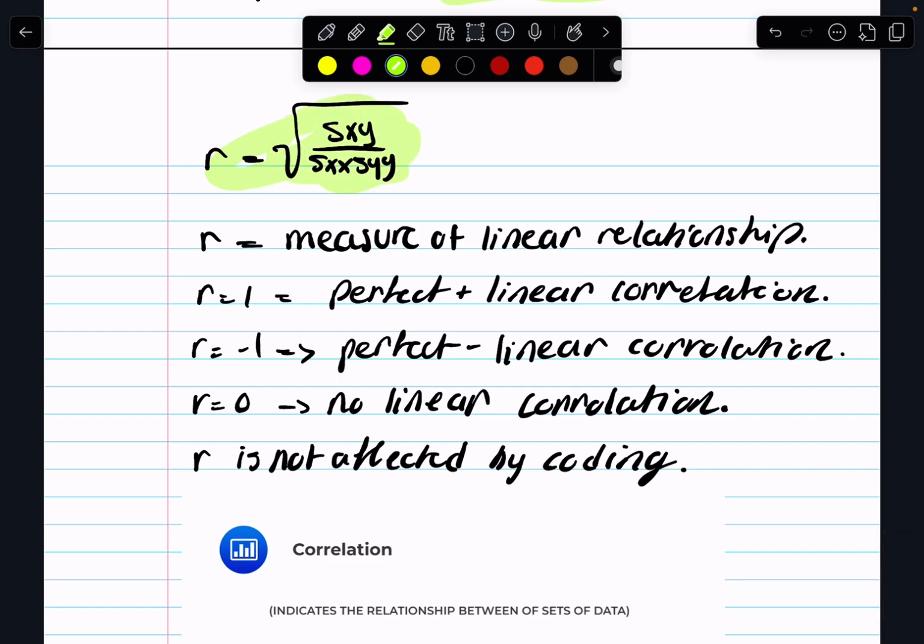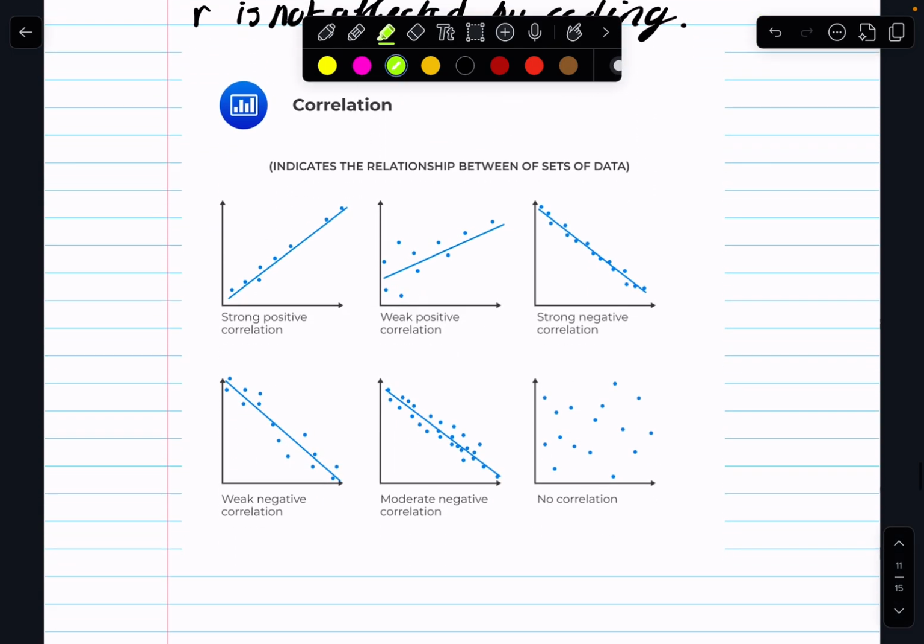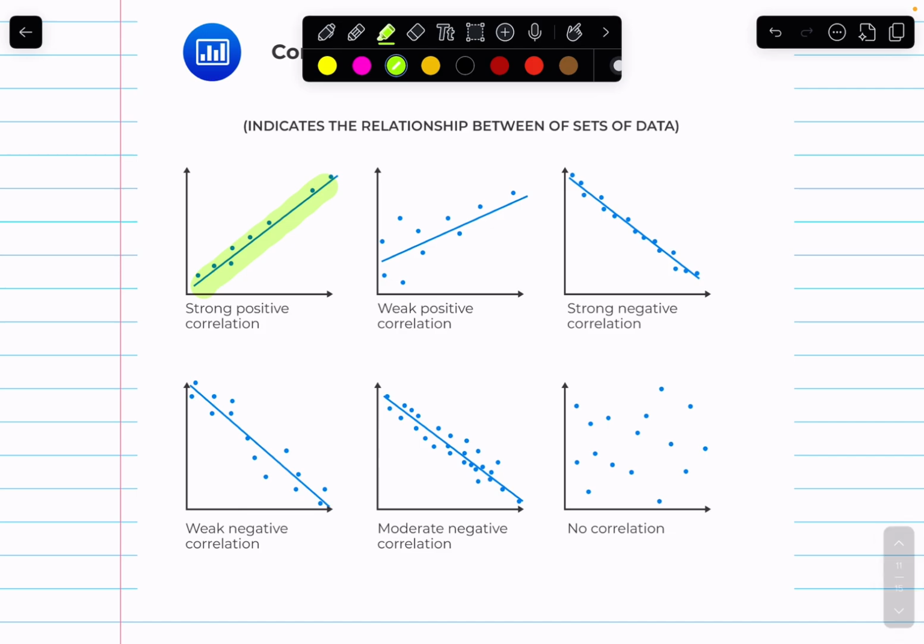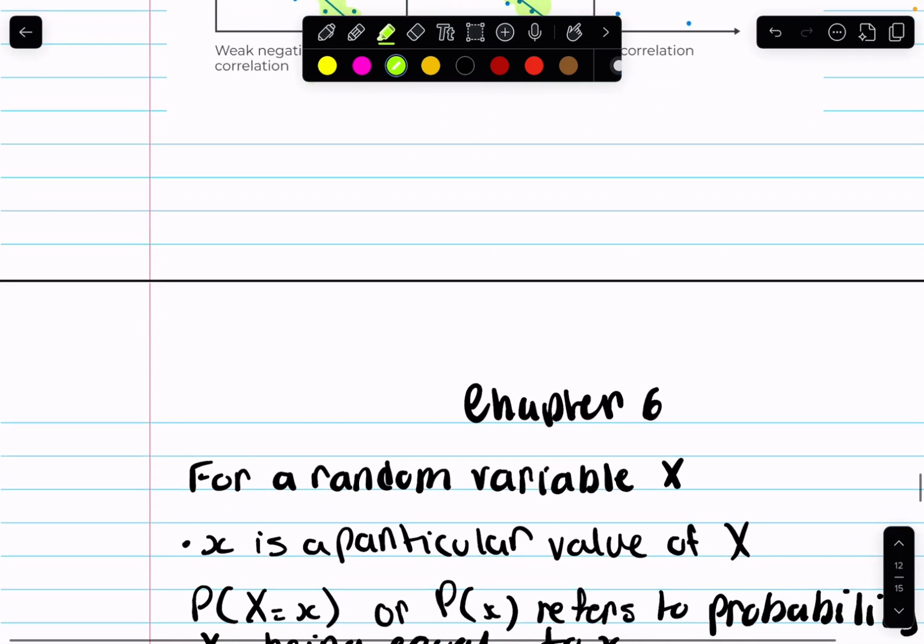R practically is your measure of linear relationship. R equals 1 is a perfect linear correlation. -1 is a perfect negative linear correlation. R equals 0 means no linear correlation. And R is not affected by coding. These are some examples you might want to see. This is strong positive correlation, weak positive correlation because points are not really close to the line. This is strong negative, weak negative, moderate negative because you can see that some are really close, some are not. And then this is no correlation.